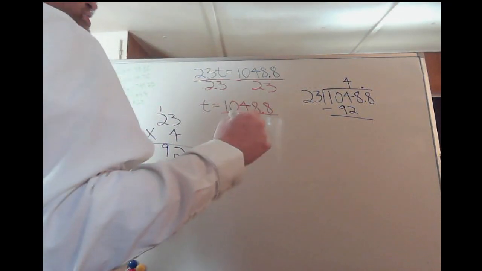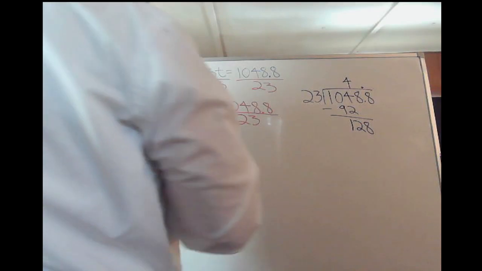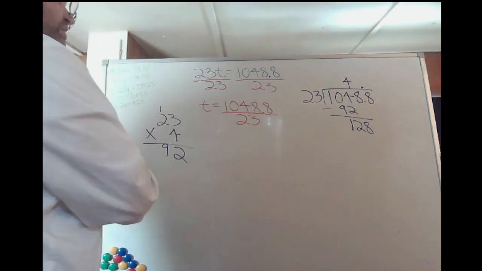So, put the 4 where the 104 is. 4 times 23 is, well, 92. 104 minus 92, that's going to be 12. Bring down an 8 from the dividend. Now we've got to figure out how many times it goes into 128.